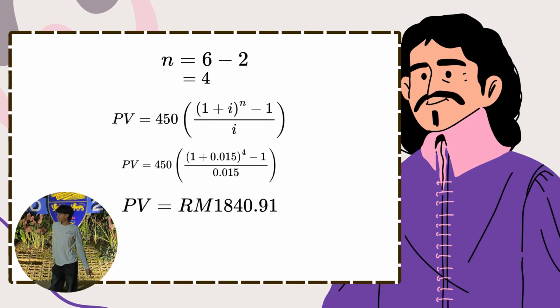Okay, so Malik failed to pay the third until fifth payment and he wants to pay all the outstanding balance on the sixth payment. How much should he pay? So we need to use a present value formula, which is R times in bracket 1 plus i close bracket to the power of n minus 1 over i. So the n is 4 because 6 minus 2 is 4, because he failed to pay on the third. So the second is fully paid. Now we just transfer all the information and you will get 1,840 ringgit and 91 cents.